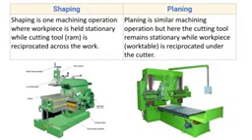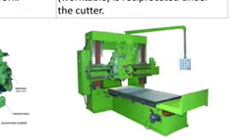Now the planing machine. Planing is similar machining operation, but here the cutting tool remains stationary while the workpiece is reciprocated under the cutter. So here you can see the planer machine. Now this is a table of the planer machine, and this is the tool post of a planer machine. So here you have to fix the cutting tool, and here you can fix the workpiece.